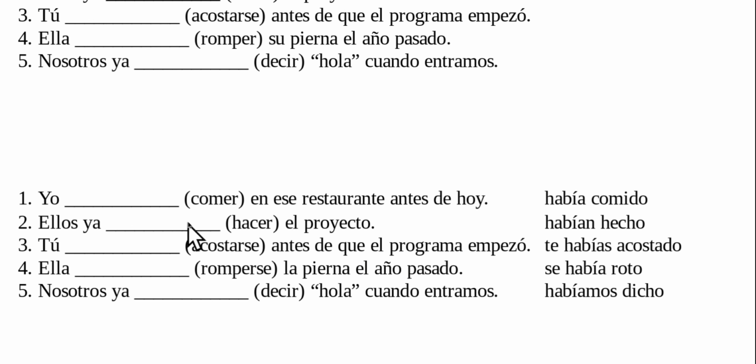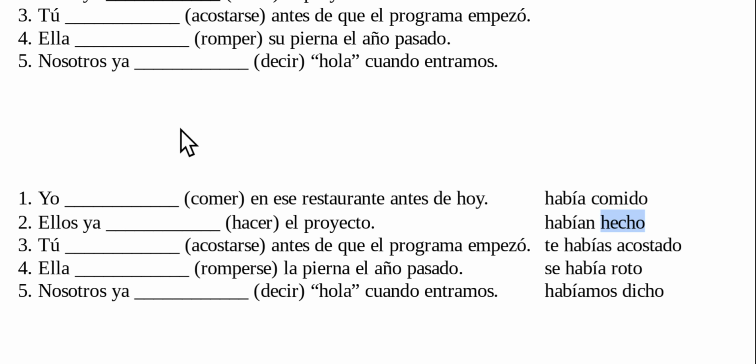So the first one would be, yo había comido en ese restaurante antes de hoy. I had eaten in that restaurant before today. Número 2, ellos ya habían hecho el proyecto. They had already done the homework. I did throw some irregular ones in here. Hacer is one of the irregulars, just goes to hecho. Número 3, tú te habías acostado antes de que el programa empezó. So you had already gone to bed before the program started.